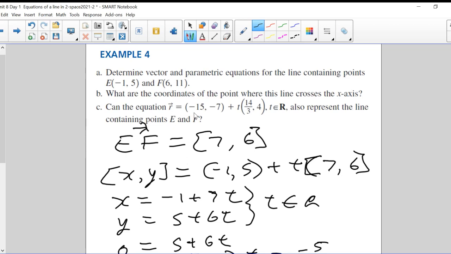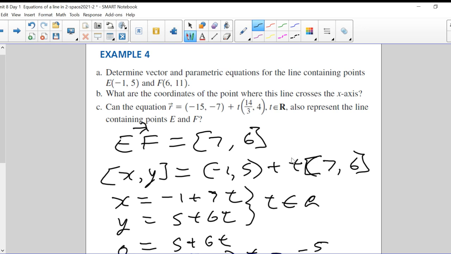Okay, to give you another equation, I notice that they're using this way of putting the vector equation with a small lowercase letter and a vector arrow above it: (-15, -7) plus t times (14 over 3, 4). Can it also represent the line containing points E and F?